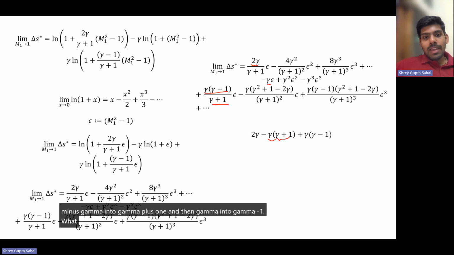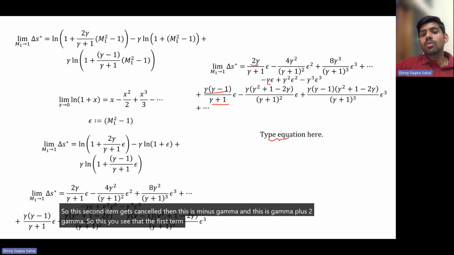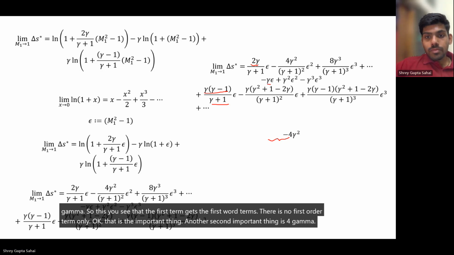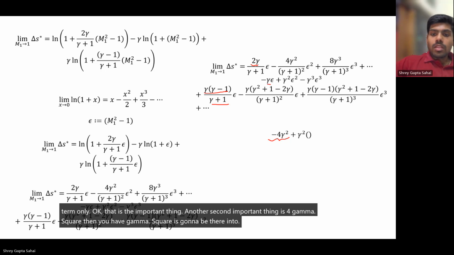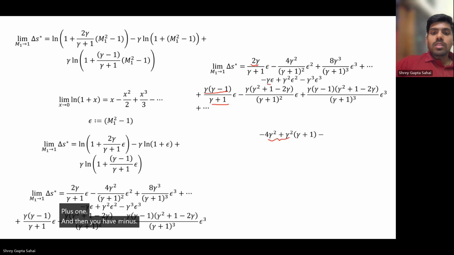What is this? Gamma square minus gamma square. So this second order term gets cancelled. Then this is minus gamma and this is minus gamma plus 2 gamma. So you see that there is no first order term only. Okay, that is the important thing. Then the second important thing is 4 gamma square. Then you have gamma square into gamma plus minus this term.